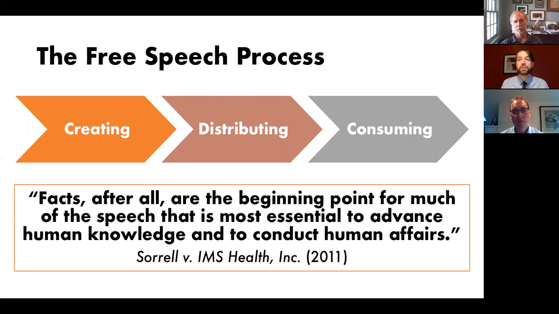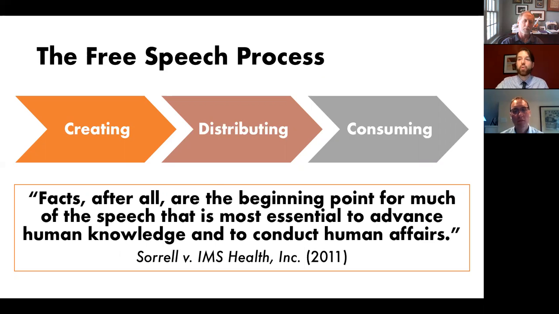The next step is distributing. This would be publishing that information, a picture in a newspaper, giving a speech, or including it in that petition, including it in that lawsuit that you're filing. And the third is going to be consuming: the person listening to the speech, reading a lobbying pamphlet, or reading that petition that's been submitted to a federal agency. The First Amendment applies throughout this entire process.